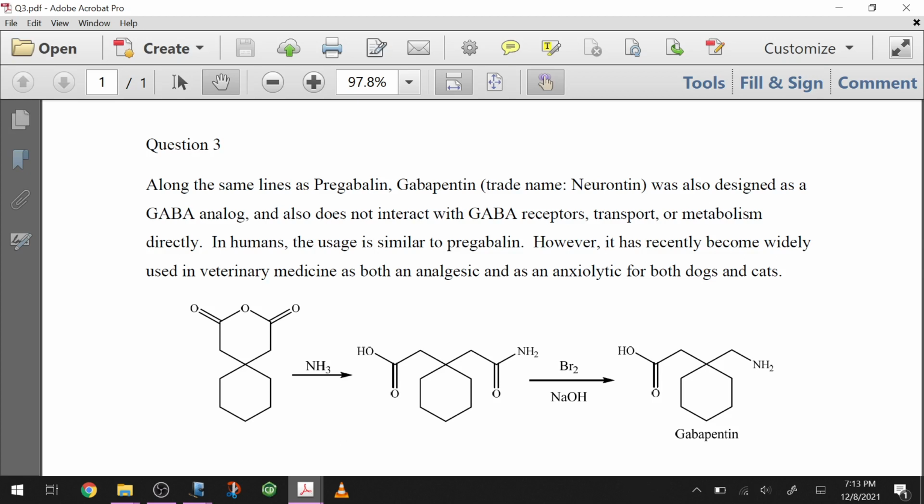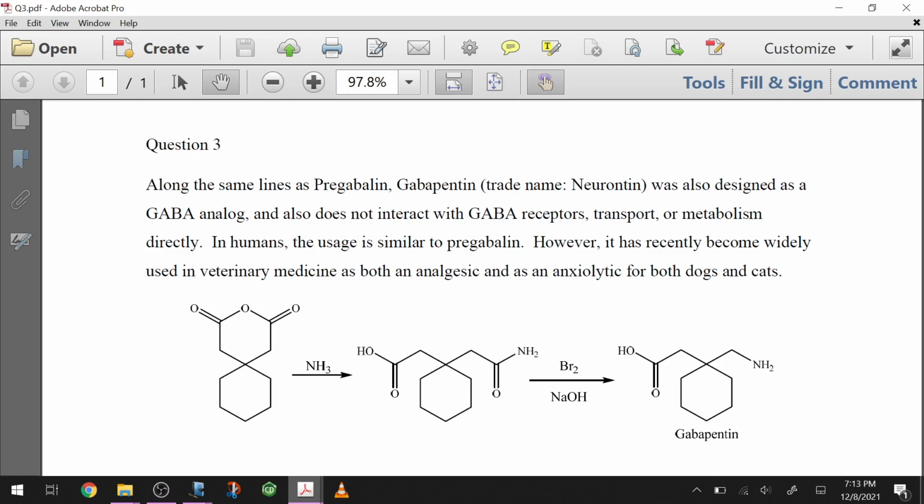All right, it wasn't my intention to use two different GABA drugs in the same exam, but it just turned out that way. And it turned out that way because I actually had this particular molecule prescribed for one of my animals recently. And so I looked it up, and here we are.